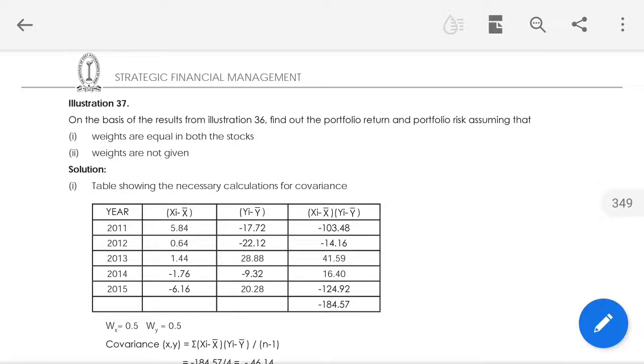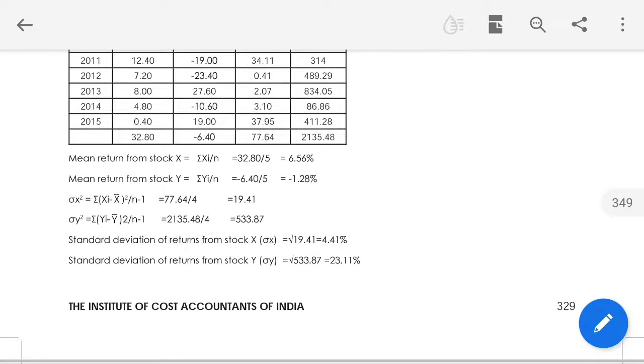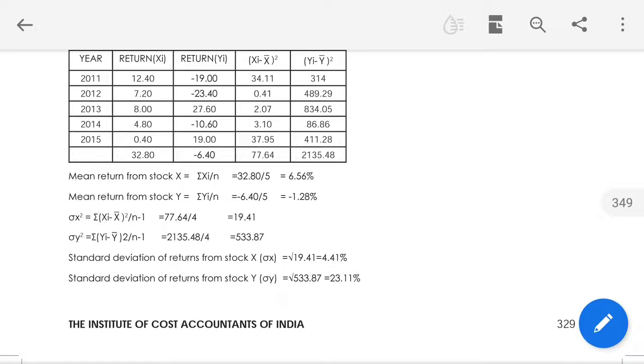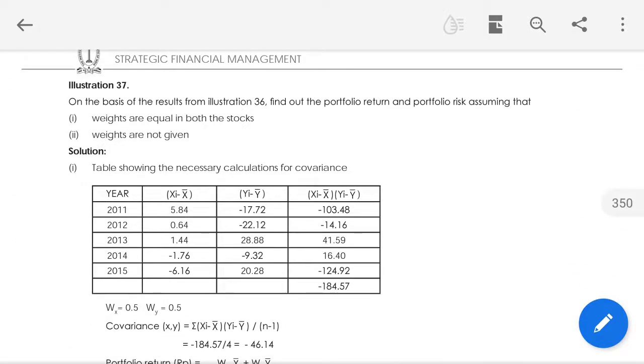First of all, we have written Xi, that is returns from 2011 to 2015 minus mean of X. Mean of X is 6.56. How did it come? It is the average of total return during 2011 to 15 divided by n, number of years. N is 5 years. Likewise, mean for Y is 1.28, that is a negative value. So we need Xi minus mean of X.